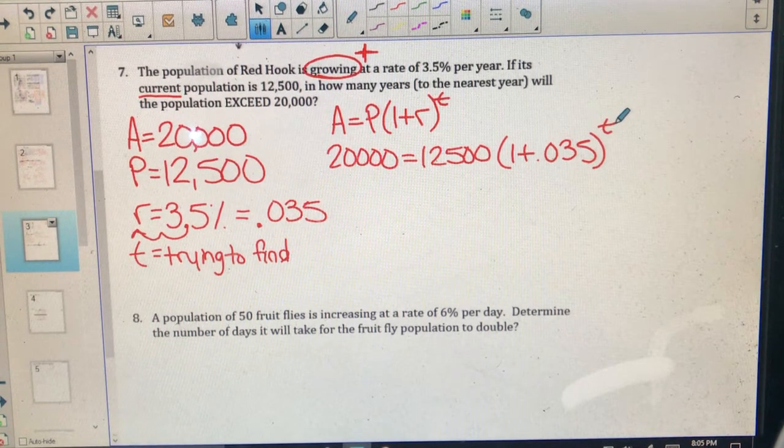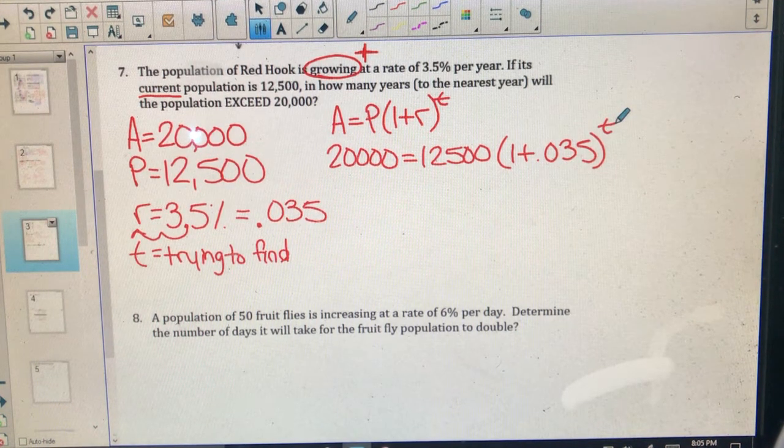Now, because the letter that I'm trying to find is in the exponent, that makes this an exponential function. Remember we said in class, exponential has x in the exponent. Even though this is a t, it's still the same idea. So in order to solve this problem, I need to use logs.